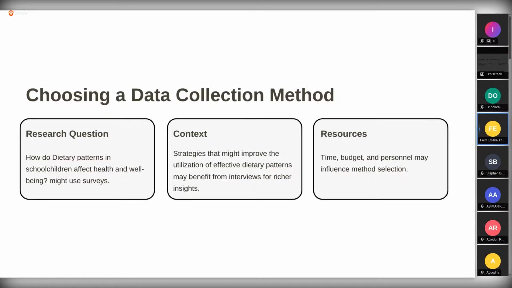Another thing that can also influence this is the time, the budget, and the personnel you have. For example, if you want to collect the data in the shortest possible time, definitely you're going to be doing a survey. A survey is faster to do, because you're just administering the questionnaire. You're going to be sharing a link and they fill it and share it back with you. And also the budget.